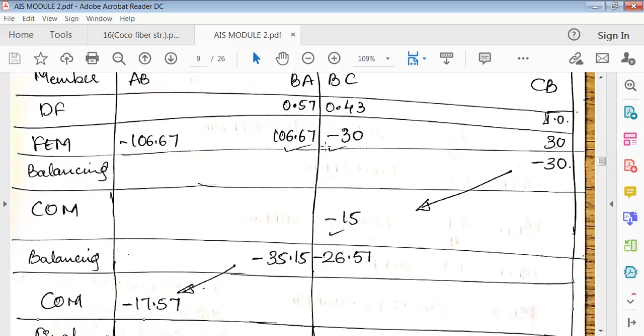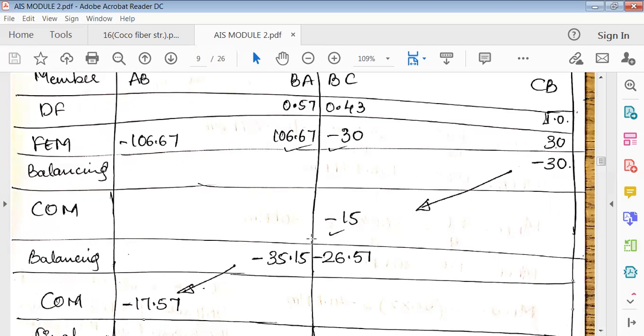Okay. So then this would be, now when you add this, it was 61.67 into 0.57. So it is 35. Okay. So here 106 minus 30 minus 15 is plus 61.67. When you add these 3, it is plus. But what you have to do when you're balancing at joint B, you have to change the sign. So because the answer is plus, just change this to minus and minus. Okay, so plus answer becomes now minus.